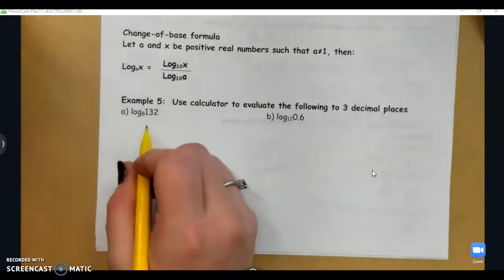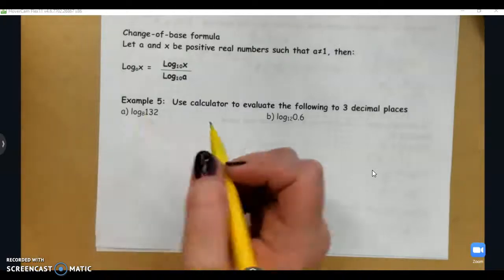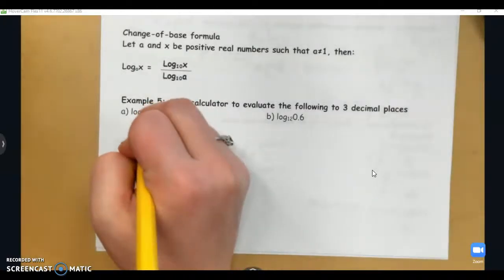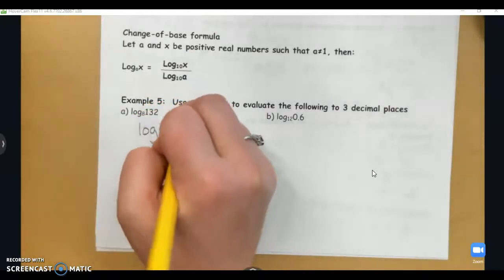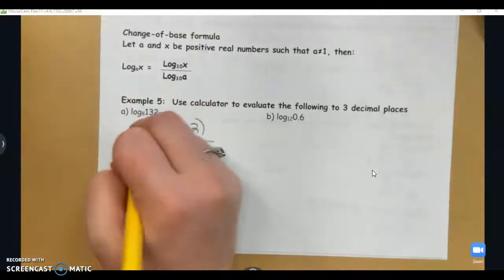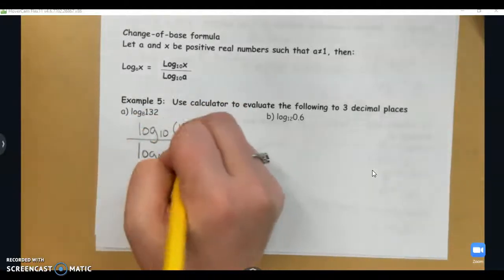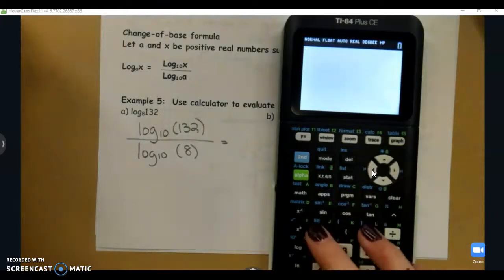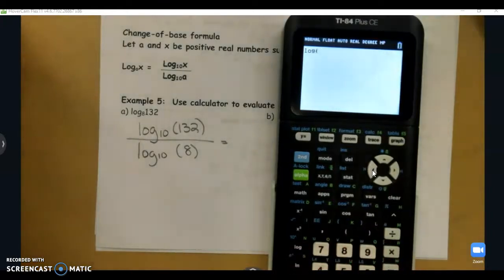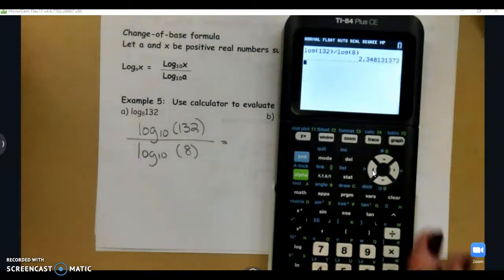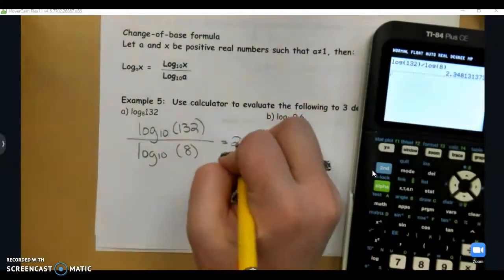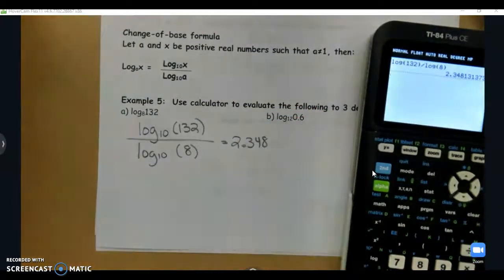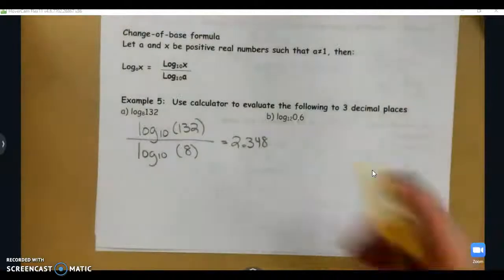So here on example 5, part A, I'm looking for log base 8 of 132. So I'm going to take log base 10 of 132 divided by log base 10 of 8. And I'm going to put that into my calculator just like that. So I use my log button, because that is using base 10, of 132 divided by log of 8. And that gives me 2.348.